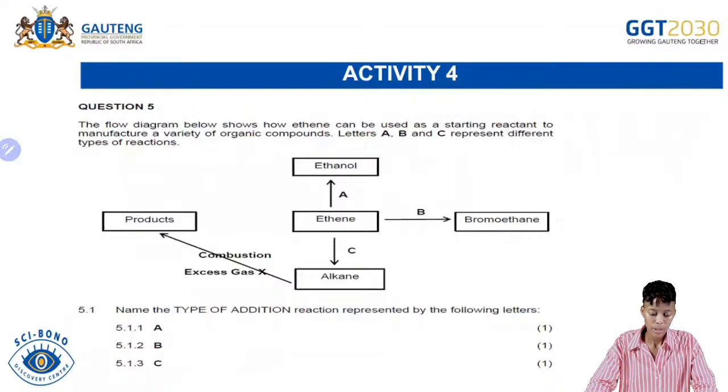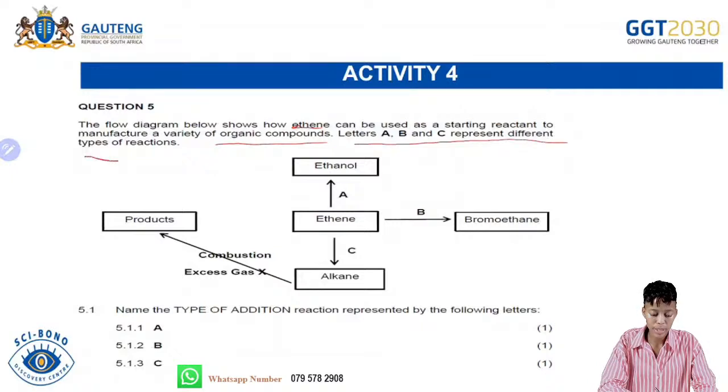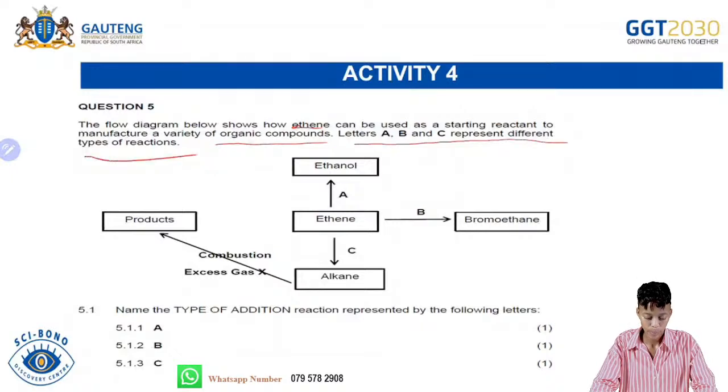So the next one here says the flow diagram below shows how ethene can be used as a starting reactant to manufacture a variety of organic compounds. Then it says letters A, B, and C represent different types of reactions. So this one says name the type of addition reaction that is represented by the following letters. So we have the first one there.